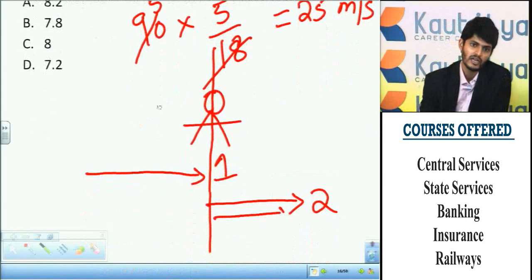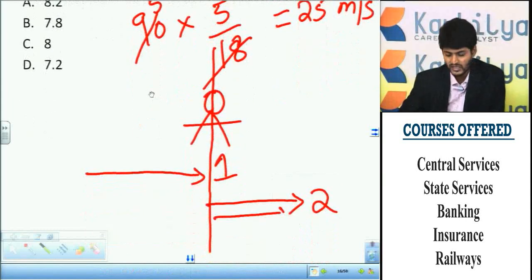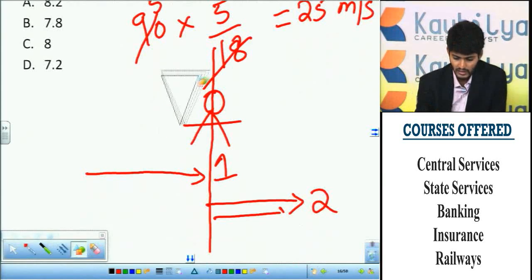180 meters. So whenever a train is crossing a stationary object, if it has to completely cross the stationary object, it means it has covered its own length. So in this case, the distance traveled by the train would be its own length, which is 180 meters.